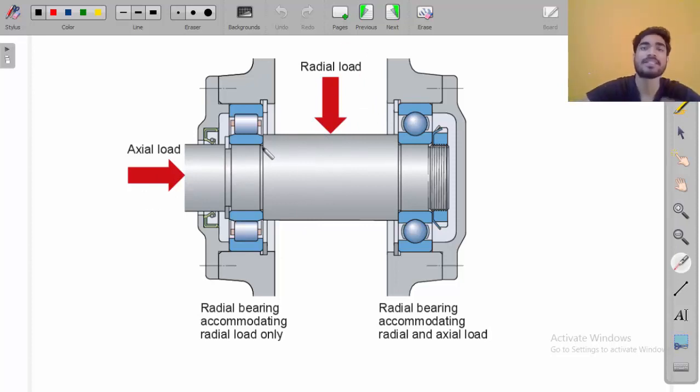So you have to understand what is radial load and what is axial load. The shaft is subjected to two types of load. Whatever loads are acting, we can divide them into two categories: radial and axial.